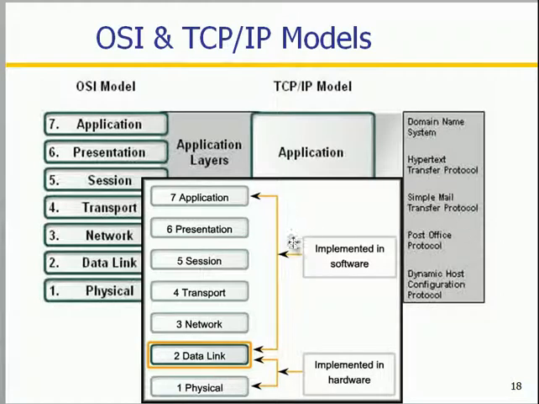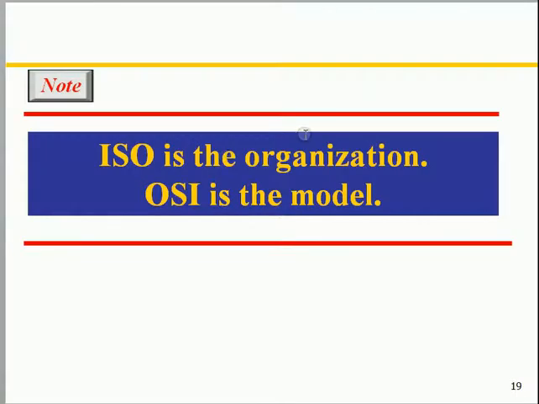And remember that the first 2 layers are actually implemented in hardware. So the network hardware does this work, and the rest, including data link, has some work that is implemented in software. You need to remember this very well. These are really basics. So ISO is the organization, OSI is the model. Note it down.